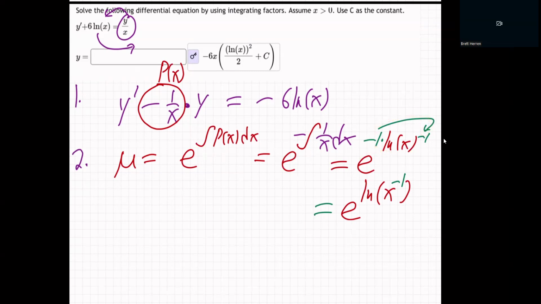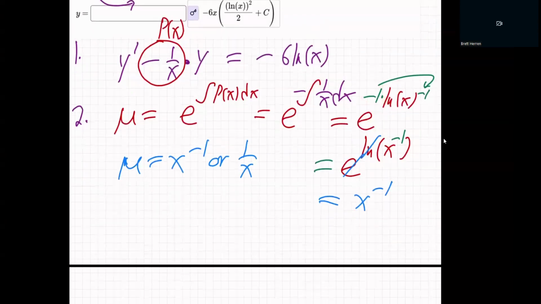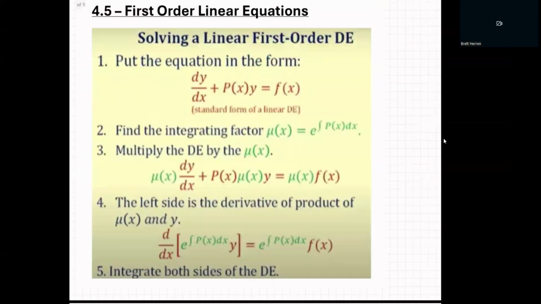So, okay, why do we want to do that trick? Well, because now these guys will cancel. Once you get the e and the natural log right next to each other with nothing in between, like not a negative 1 or anything, they just cancel each other out. And this just becomes x to the minus 1. So that's my integrating factor. Mu is x to the minus 1, or 1 over x. All right, so on to step 3.